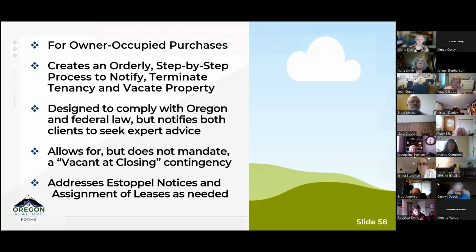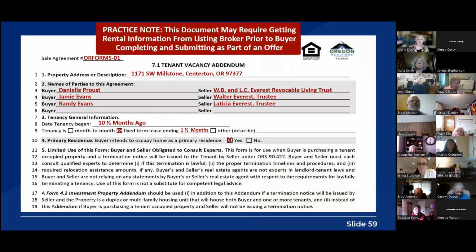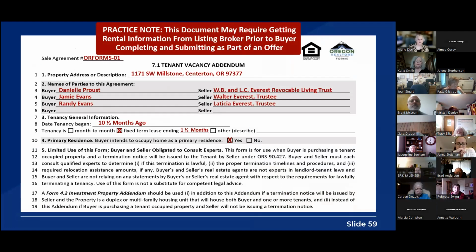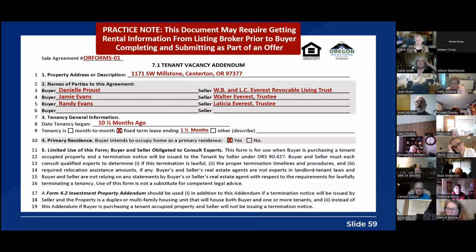So let's look at one. Here we go. This document is for the tenant vacancy. Sorry guys, people are wanting to be admitted, and it's going over what I'm supposed to be reading here for you. The big thing is that you should get this information from the listing broker before you fill it out. It's in the best interest of everybody if you know what's going on. I know that means you might actually have to talk to the listing broker, but it's in everybody's best interest that you talk to the listing broker.